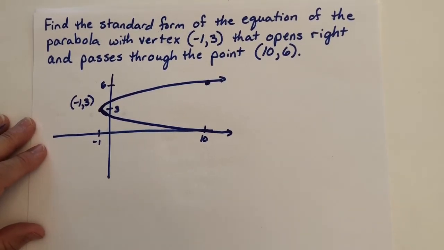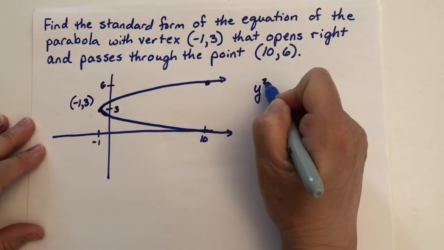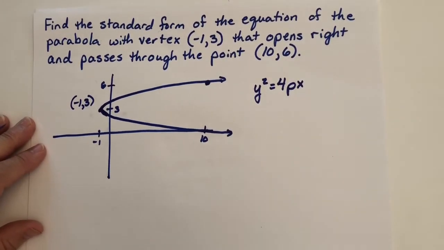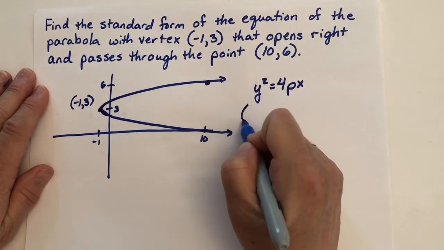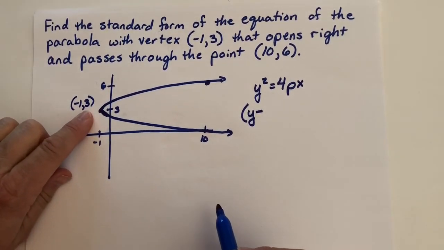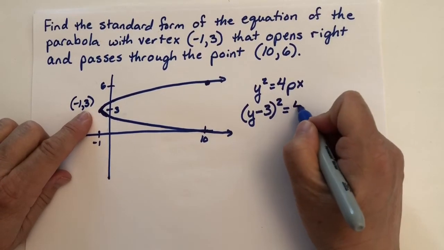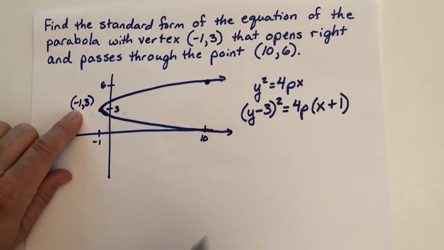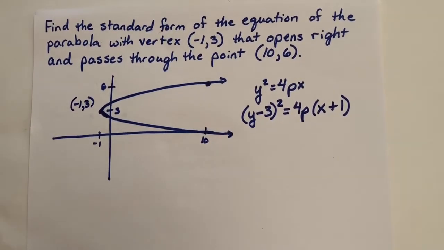Notice it opens to the right. So we have a y squared equals 4px type. We know that the vertex is at -1, 3, so let's pop that in. Y minus, take care that you put the y coordinate of the vertex in. So y minus 3 squared equals 4p times x minus -1. So here's our equation, but p is still unknown.